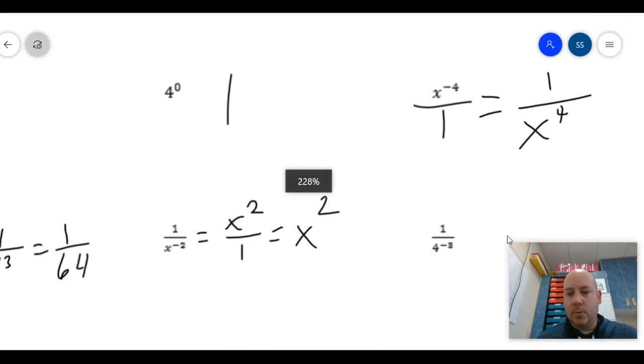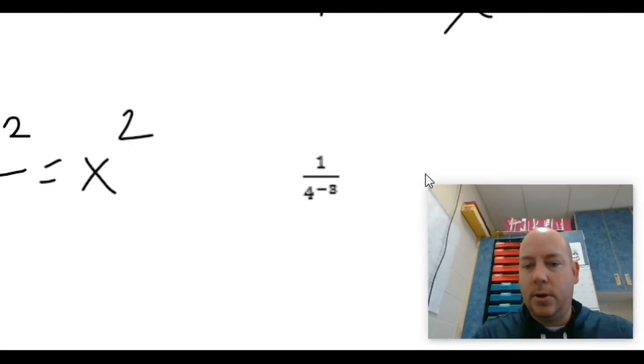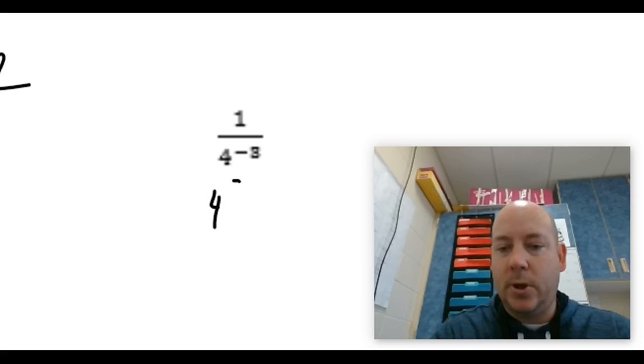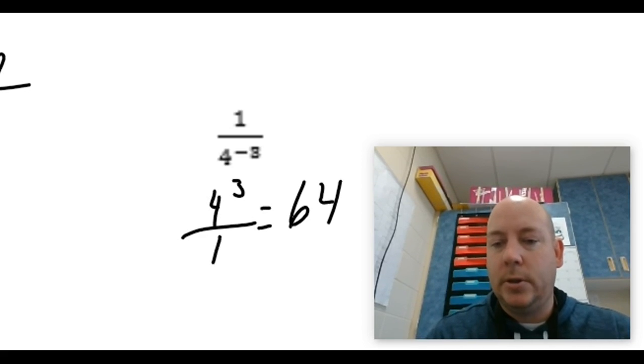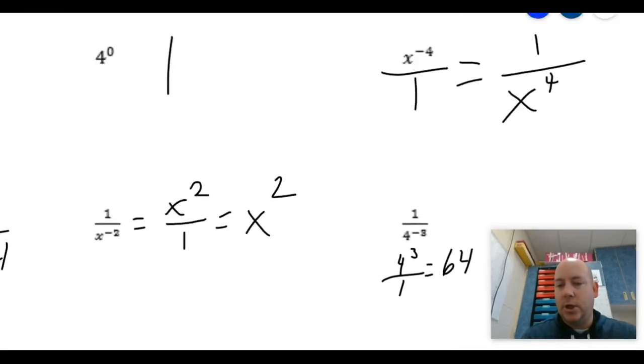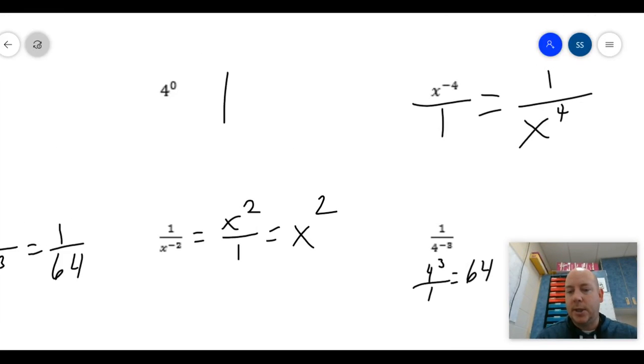If we look at this one, 1 over 4 to the negative third. Again, we do the reciprocal, 4 to the positive third over 1, or more simply, 4 to the third, or 64. So again, it's almost like a switch. You change the sign of the exponent, it's got to move to the other part of the fraction. If it's in the numerator, you move it to the denominator. If it's in the denominator, you move it to the numerator.